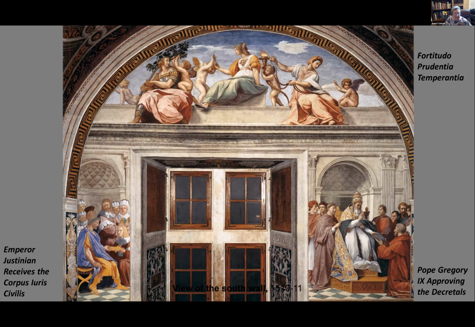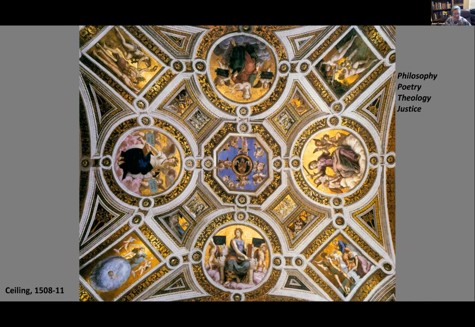In the ceiling that had already been painted by Sodoma, Raphael was really nice and said, it's okay, we can leave everything. I'll just repaint these 4 medallions that represent philosophy, poetry, theology, and justice.